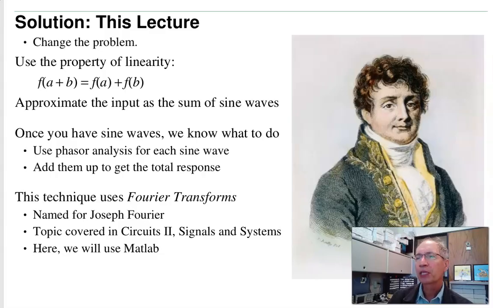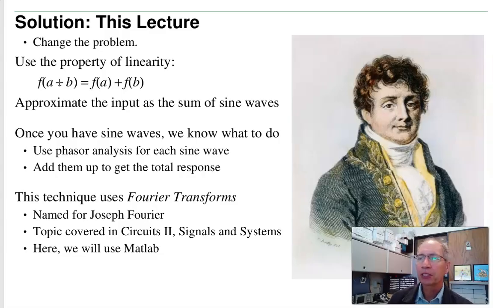That uses the property of linearity. If I have a differential equation and I have two components of it, I can analyze that differential equation for each part separately, add the two together, and that'll be the solution to the differential equation with both components. That's linearity. It's also called superposition. We're going to use that to approximate the periodic input as the sum of sine waves. Once you have sine waves, we know what to do.